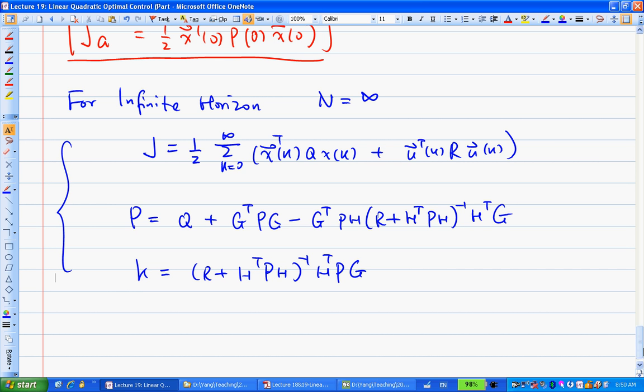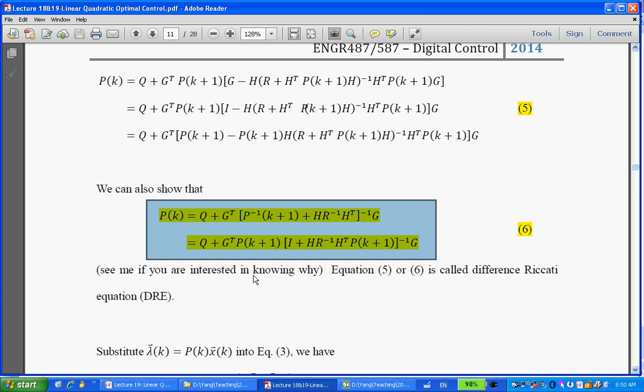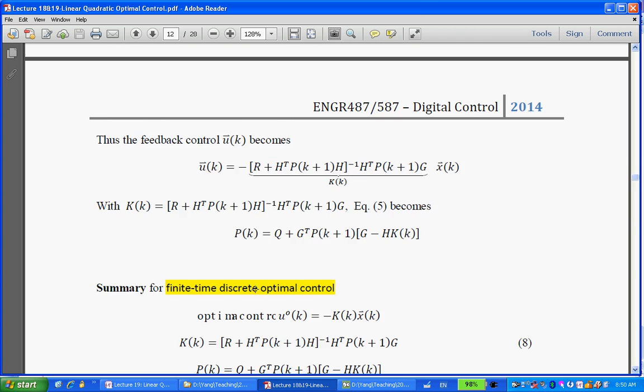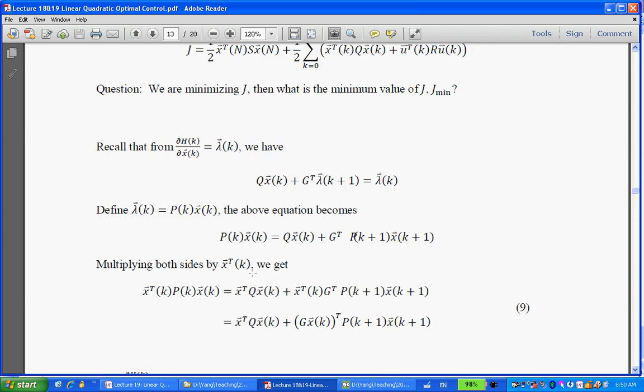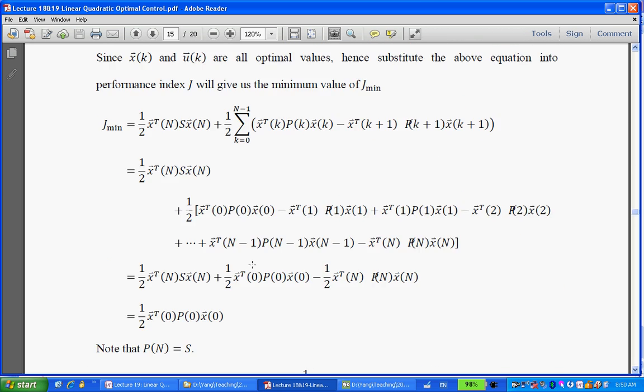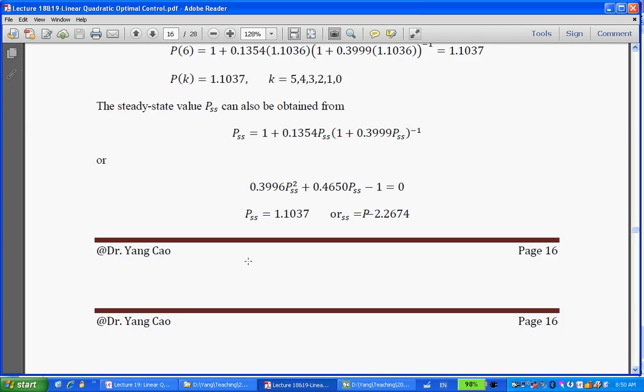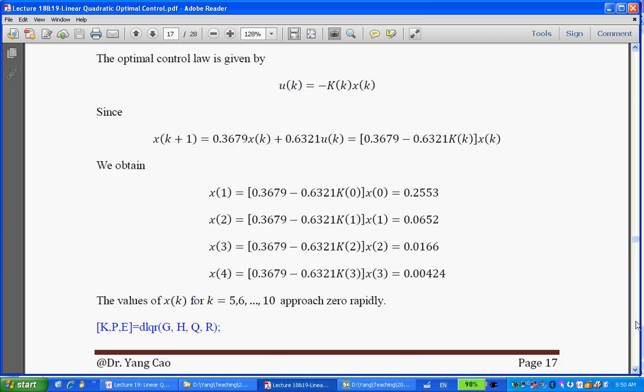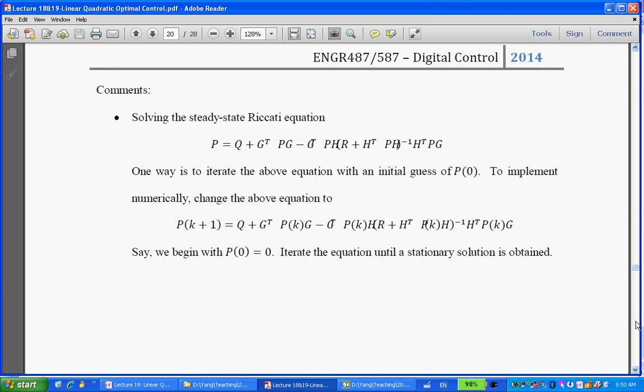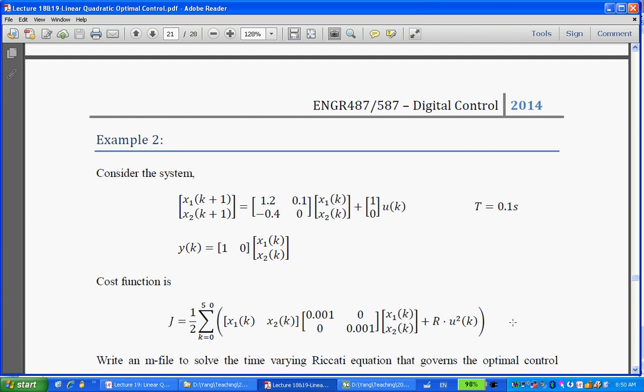So let me show you an example right here. Okay, this is another example, but not infinite horizon here. Just another example, but a little bit more complicated. It's a 2x2 matrix. So here's an example here. So this is a system that is 2x2.